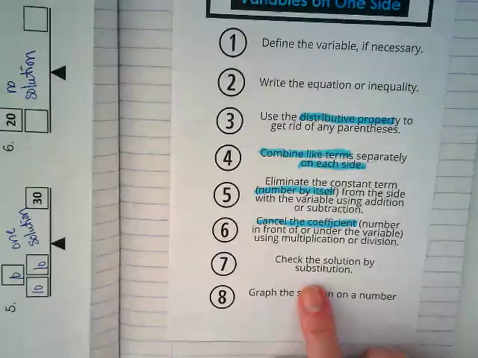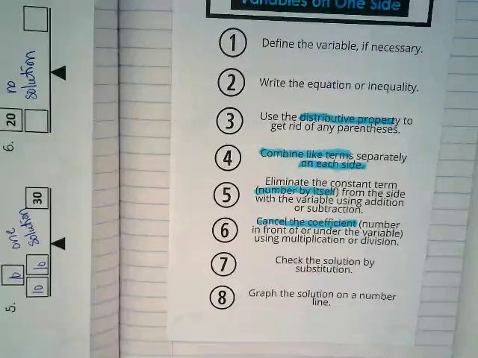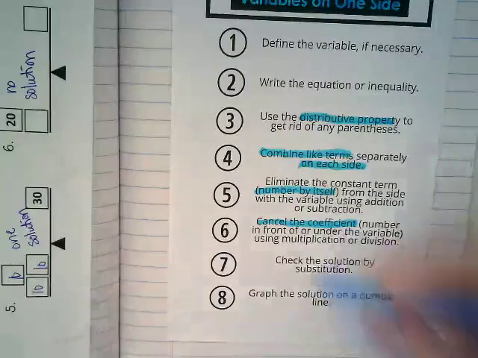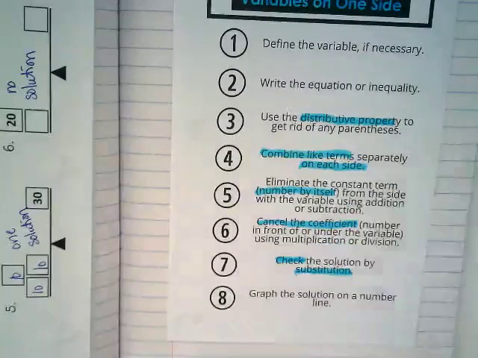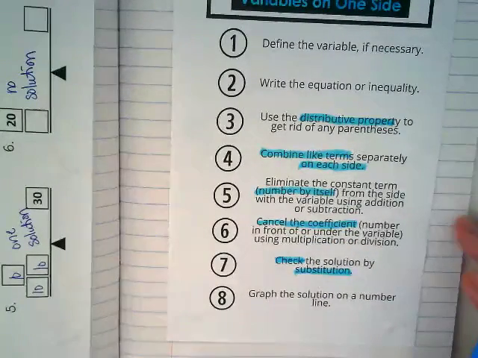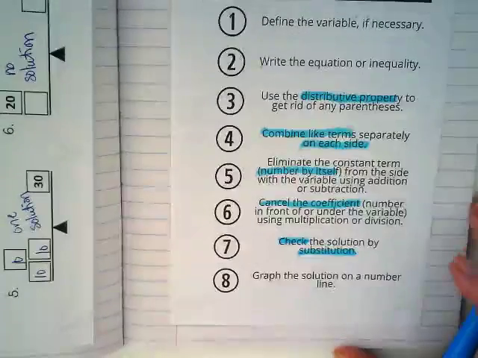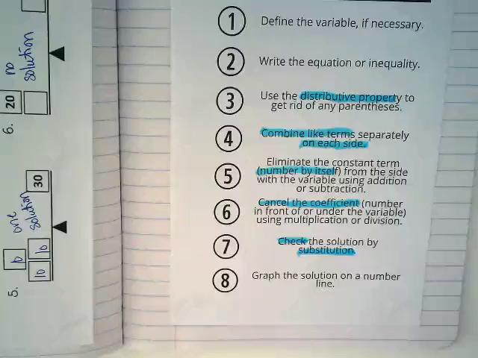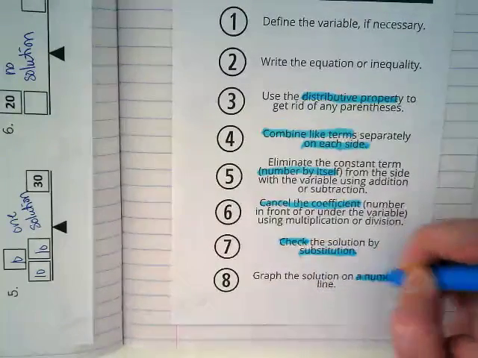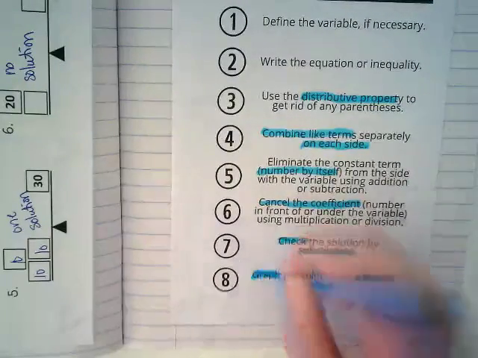Number seven, how do we check it? We substitute the number we got back into the original equation to see if it comes out true. So check by using substitution. And finally, something we have not been doing, but we're going to start today, because when we're dealing with inequalities, we graph them on a number line.